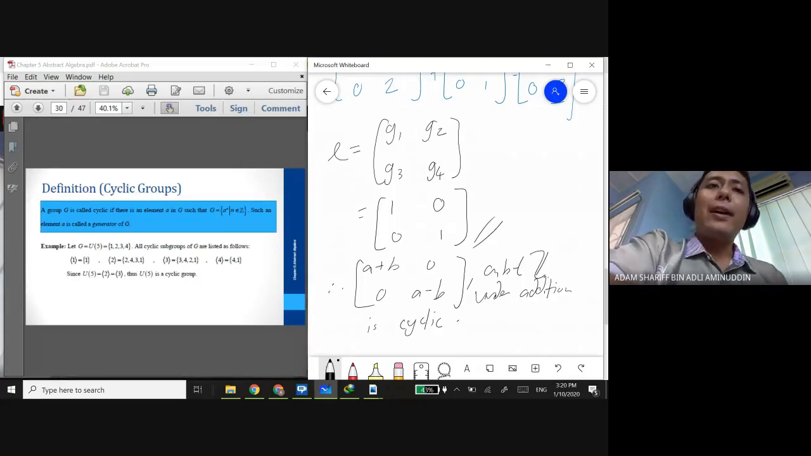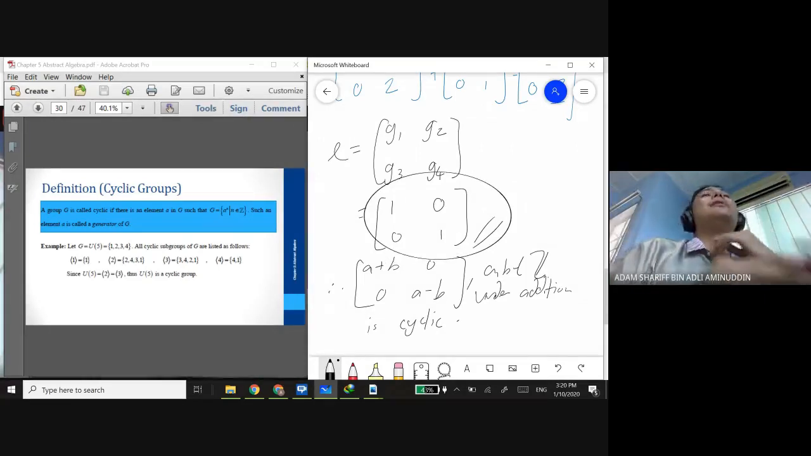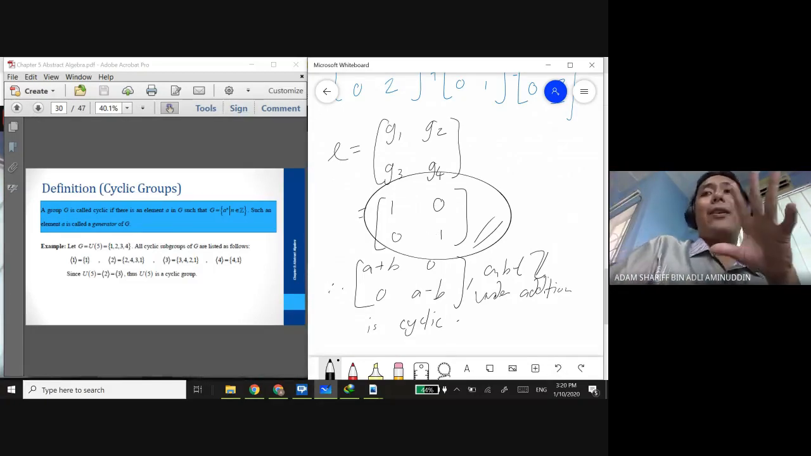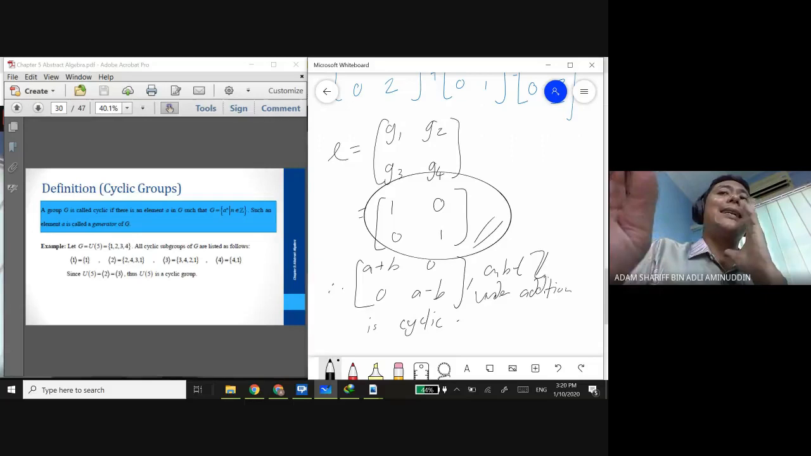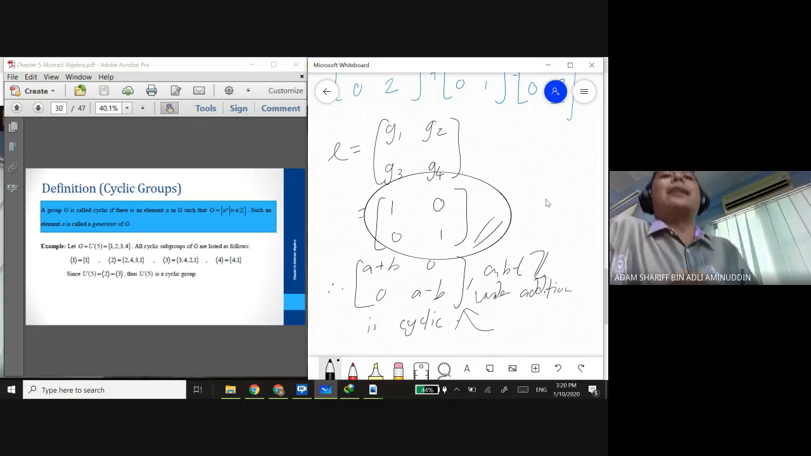Memang soalan ni susah, sebab tu saya cuba tolong time tu kan. Kita bagi sedikit hint lah. Actually the matrix addition, the cyclic subgroup, the generator selalunya 1001. Dia boleh 1, 0, 0, negatif 1, boleh juga. Kalau ada setengah-setengah case. So that's why I just happen to tell you the story lah.